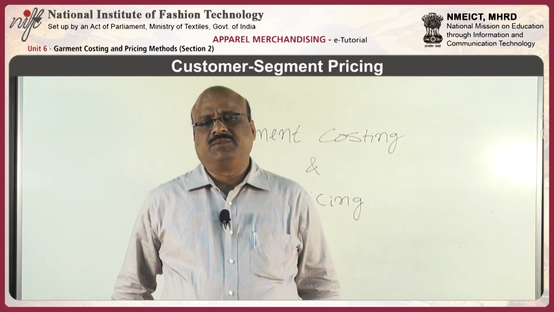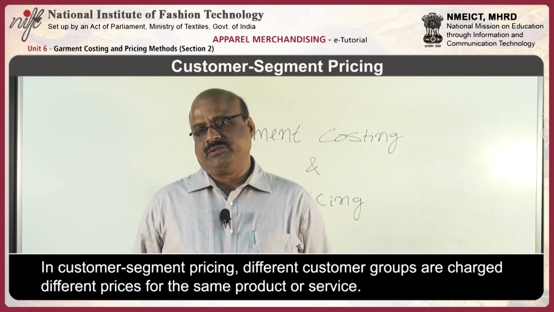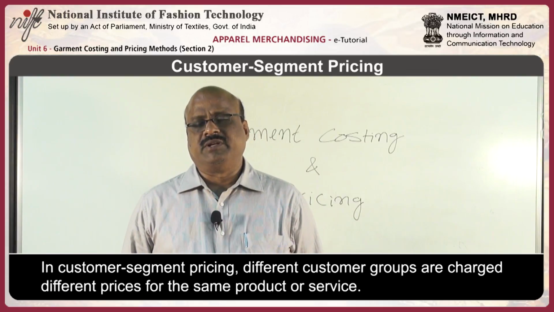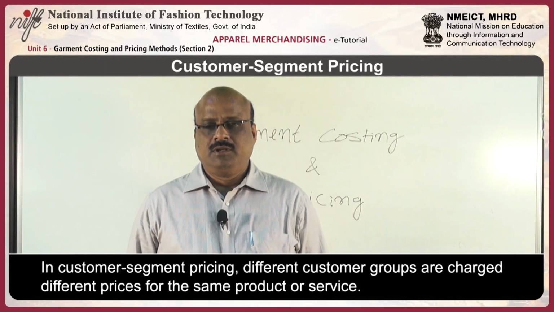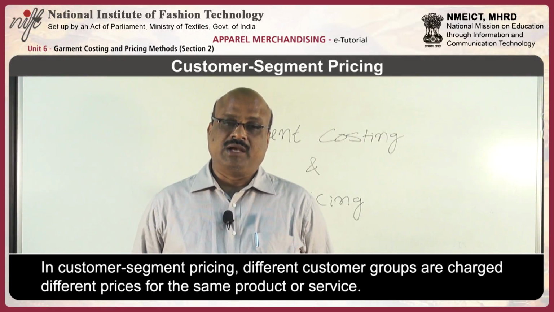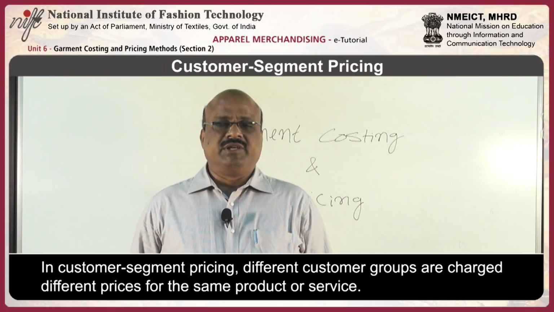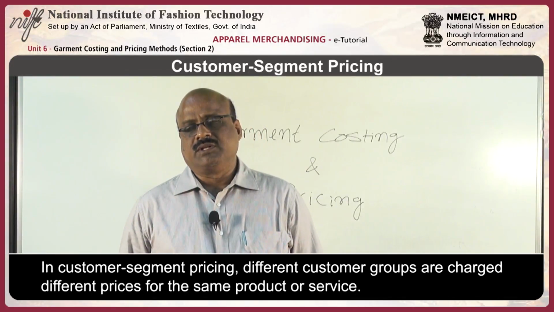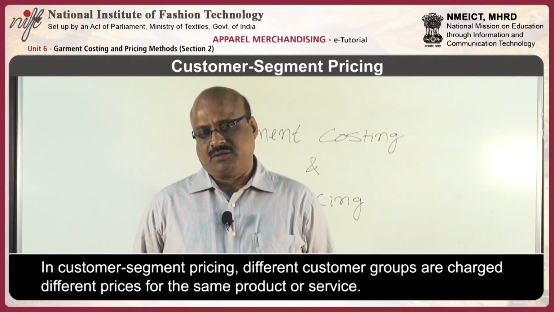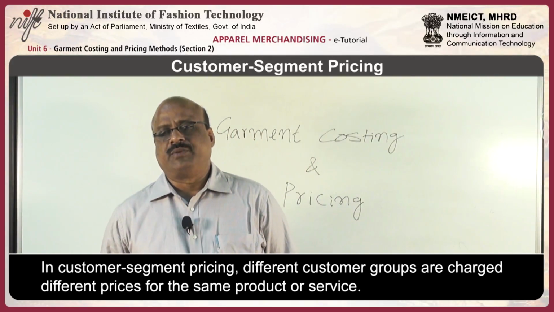The next is customer segment pricing. In customer segment pricing, different customer groups are charged different prices for the same product or service. For example, museums often charge a lower admission fee to students and senior citizens. That means the museum is differentiating between customer segments. The students and senior citizens are offered discounts, and other adults are charged the full fee for entry.